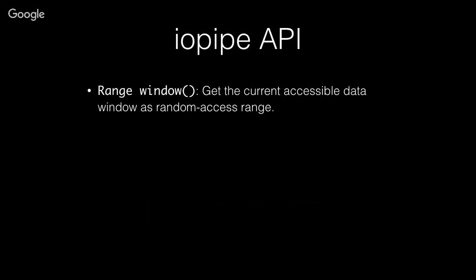So the window function, or window accessor field, whatever, gives you the current data and that is a random access range. So the requirement is that it has to be a random access range. It doesn't have to be an array, but I think, and I haven't tried this yet, I have thought of making buffer types that are like a circular buffer.